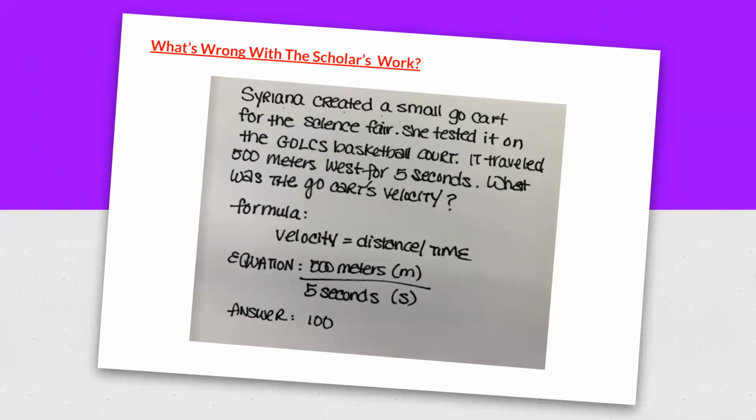So now here we're looking at velocity. So the scholar provided a formula. Velocity equals distance over time. It's good to me. The equation with the units, 500 meters over seconds, and then the answer. So let's take a minute. I'll give you maybe like 10 seconds to look at this. And what's wrong? Think about the routine that we just went through. What's missing?